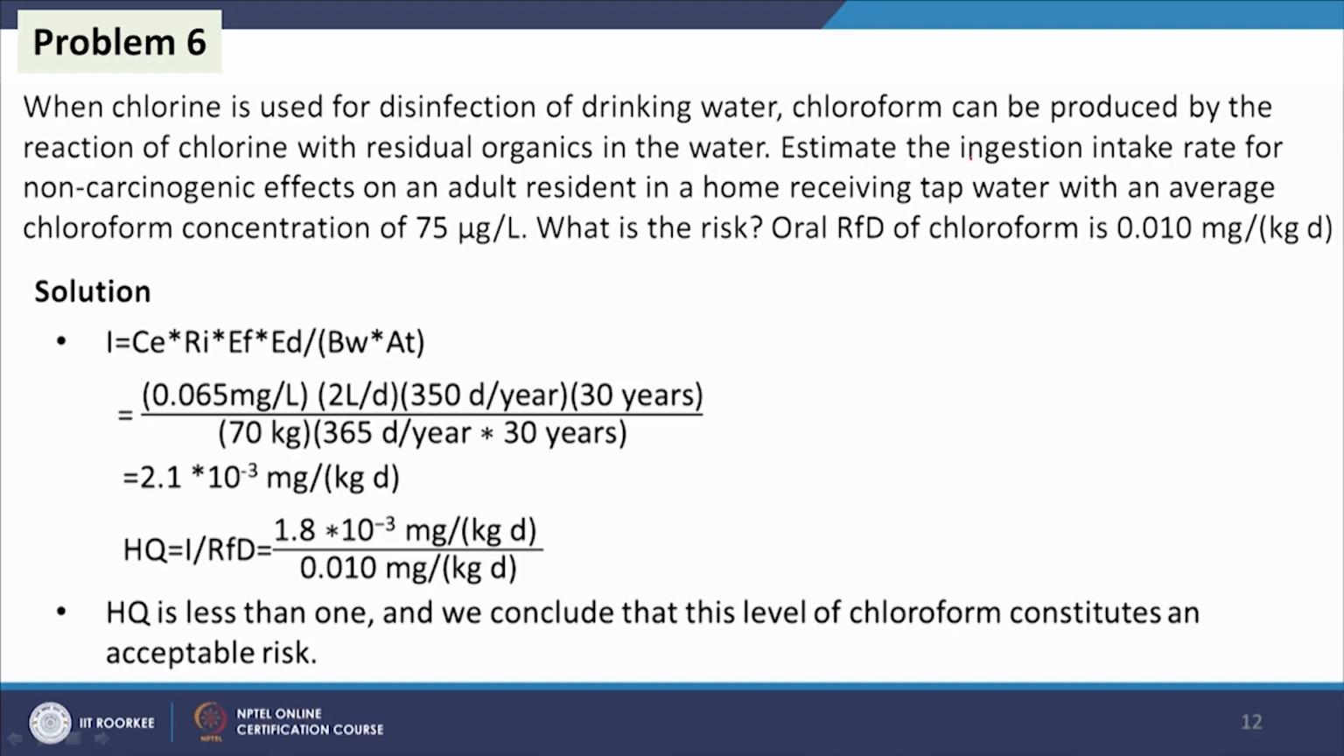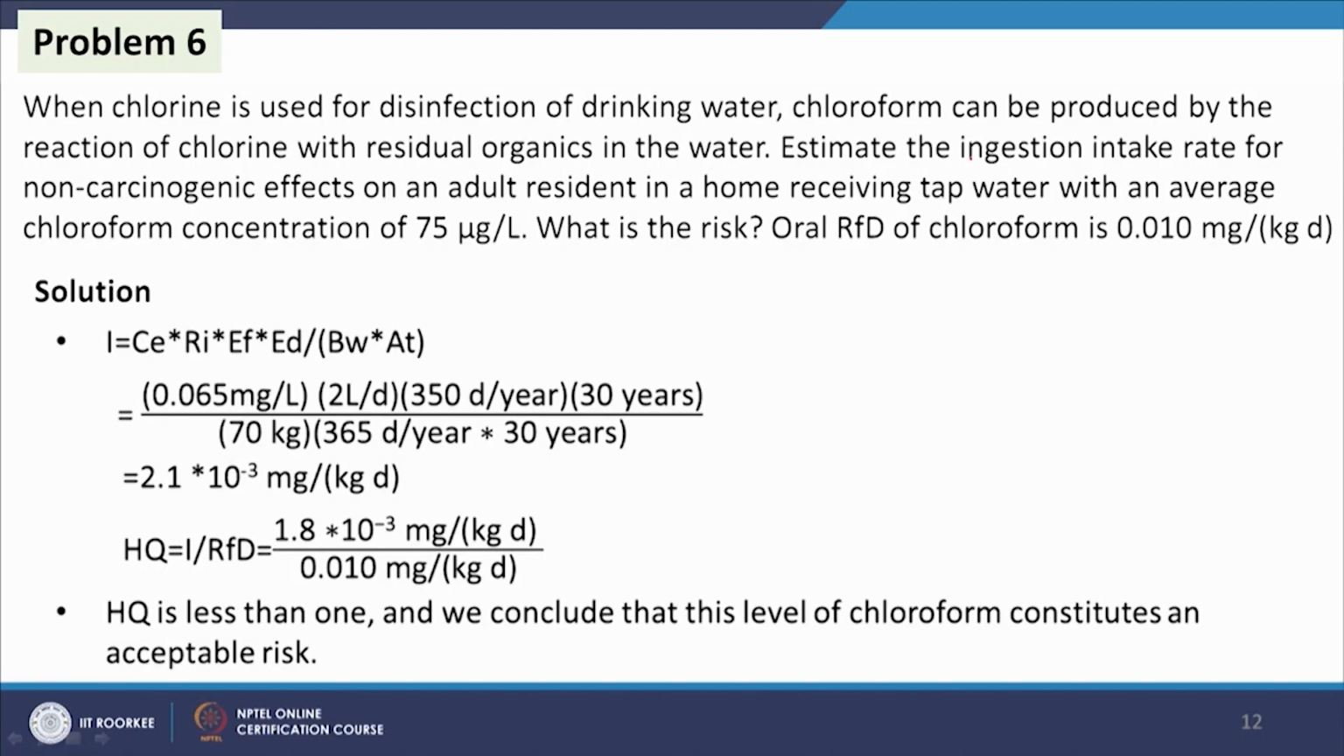because it is a non-carcinogenic effect. So, as per the EPA guidelines we discussed in the previous class, those values we have considered, divided by B w, that is body weight, which is 70 kg for an adult, and 365 days per year into 30 years, so total AT is equal to 365 days per year into 30 years. Then by this expression we are getting 1.8 into 10 to the minus 3 mg per kg per day. So, this part is now over, we are able to find out the ingestion intake rate, but we have to find out the risk as well.